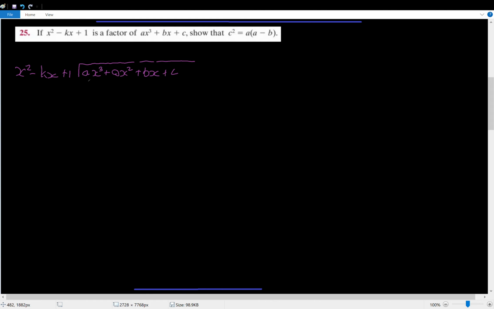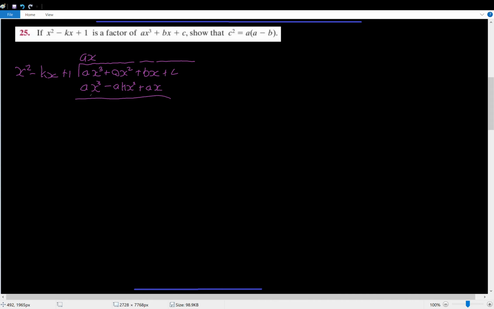As with any long division, we focus on our leading terms. We look at ax cubed divided by x squared, and that's just ax. Now we multiply ax by our expression on the left and put the result under our long division. So ax times x squared is ax cubed. Ax times minus kx is minus akx squared. And ax by 1 is just plus ax.